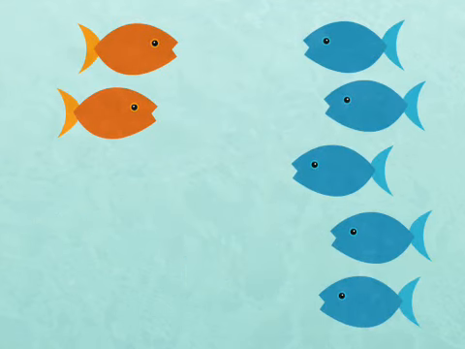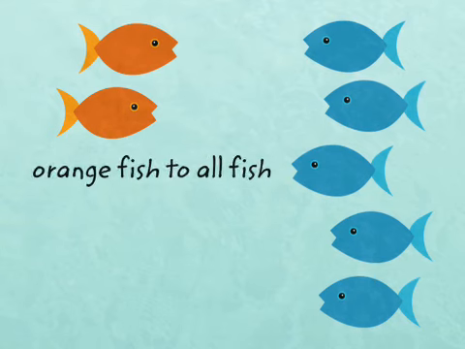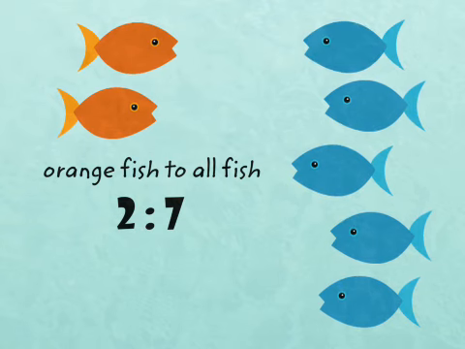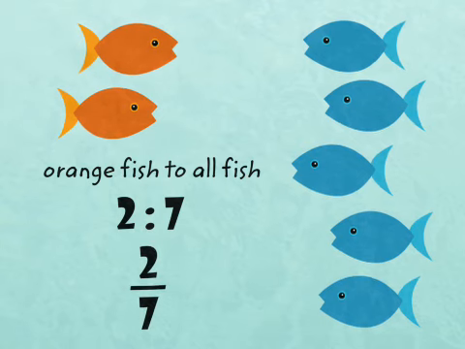Here's how we write a part-to-whole ratio. There are 7 fish in the fish tank, so the ratio of orange fish to all the fish is 2 to 7. How else could we show this comparison? What if we used fractions? 2 of the 7 fish are orange, so we can use the fraction 2/7 to show the same ratio. The numerator, 2, represents the part. The denominator, 7, represents the whole.